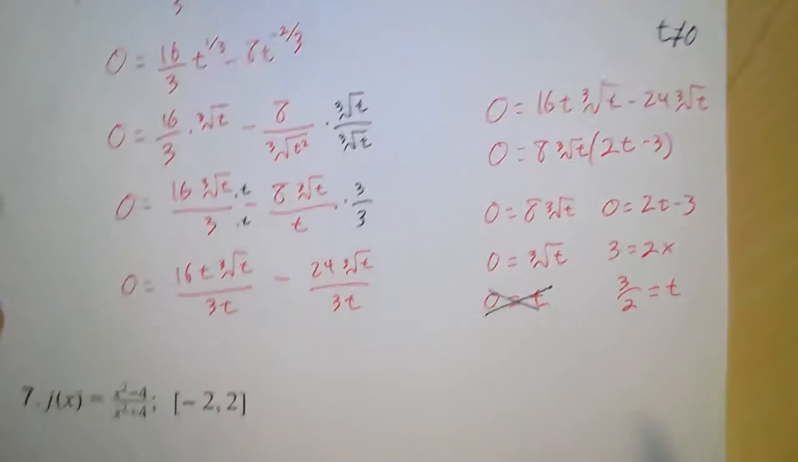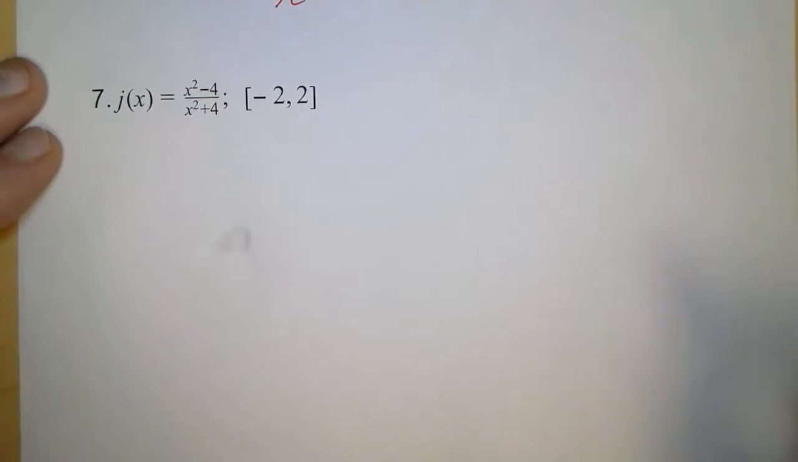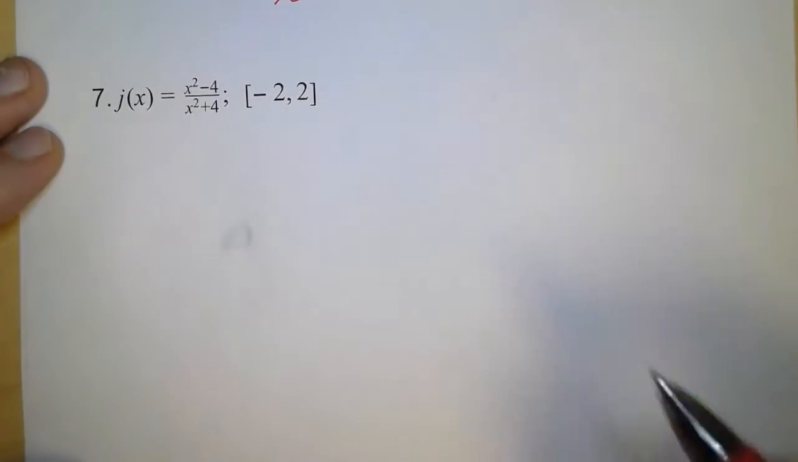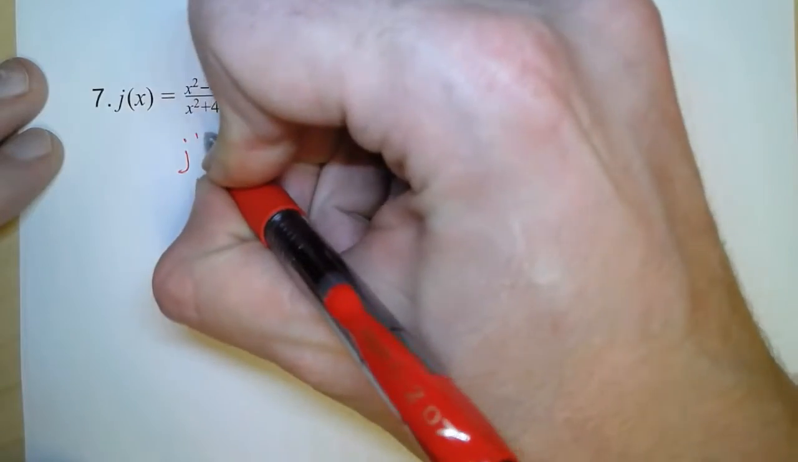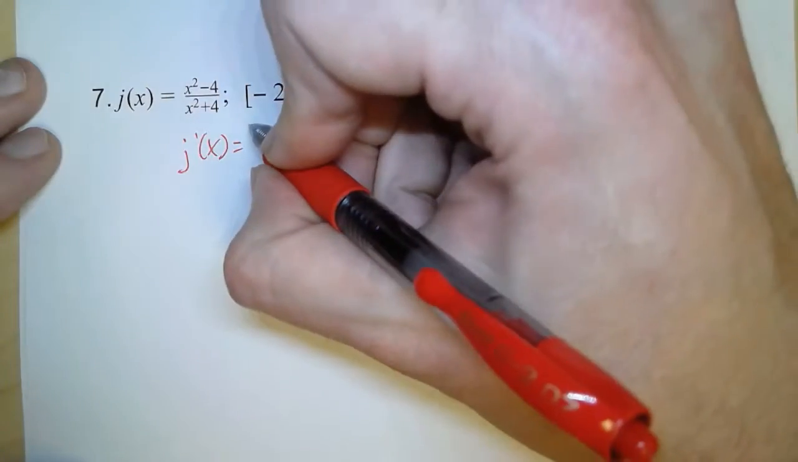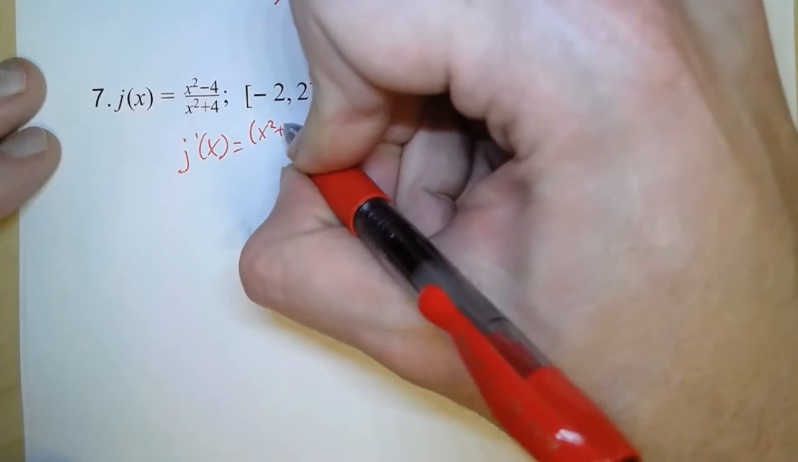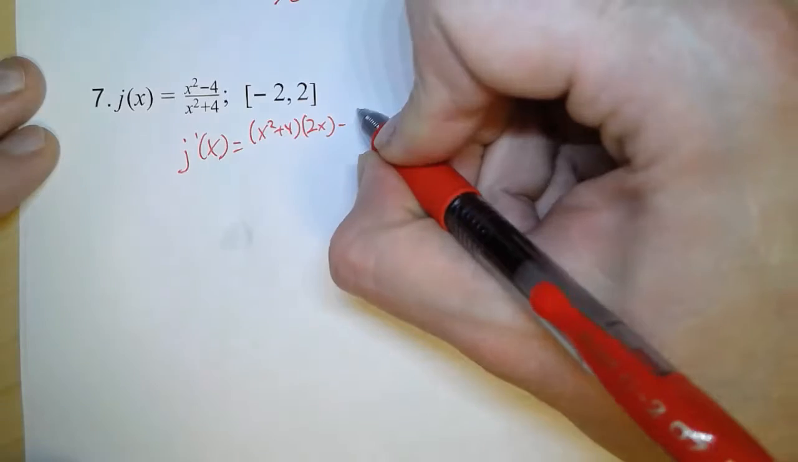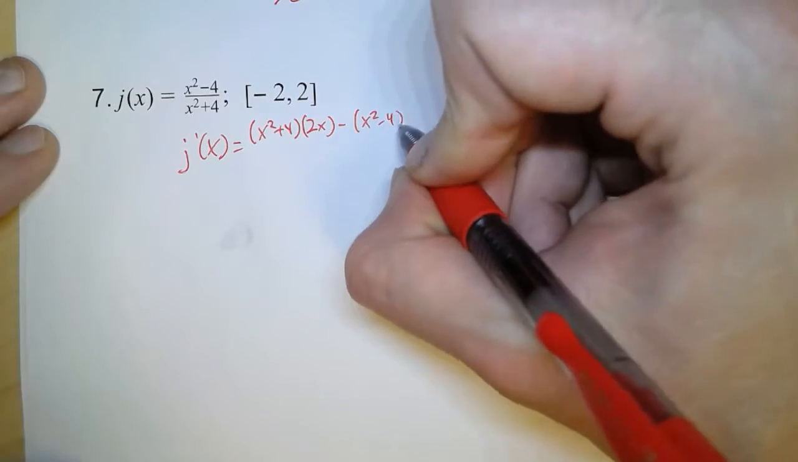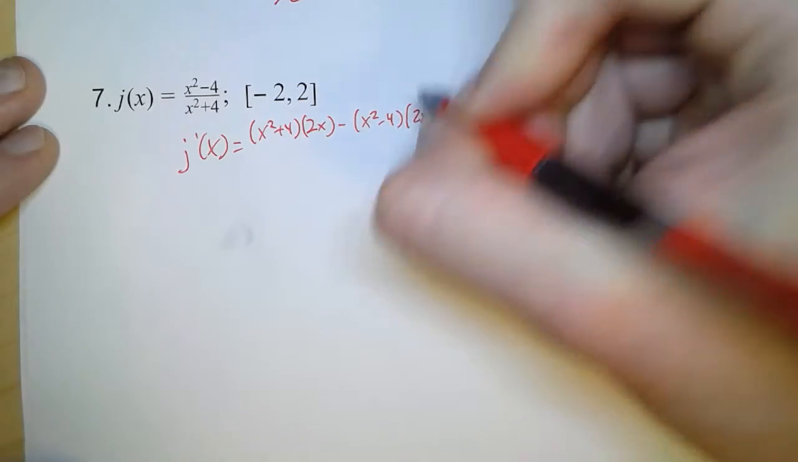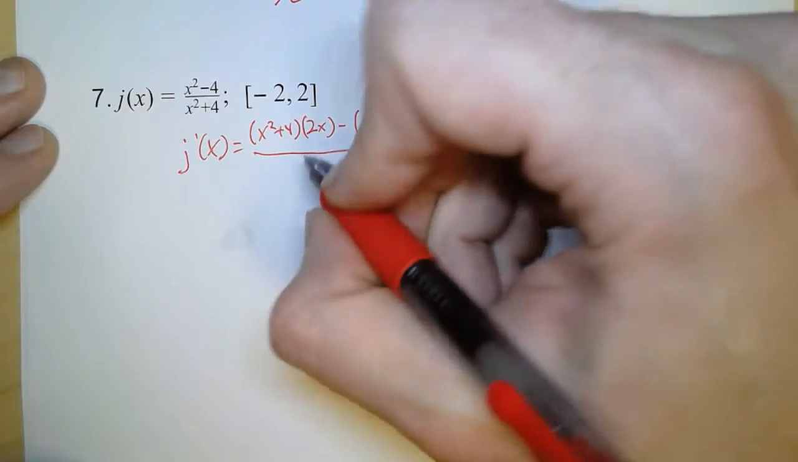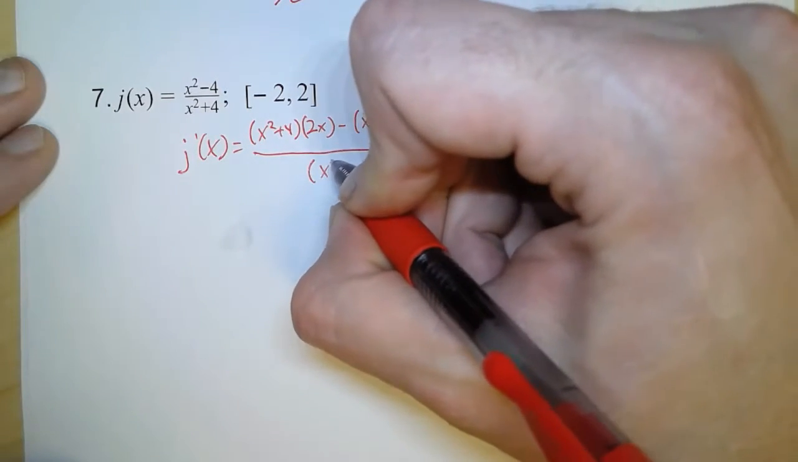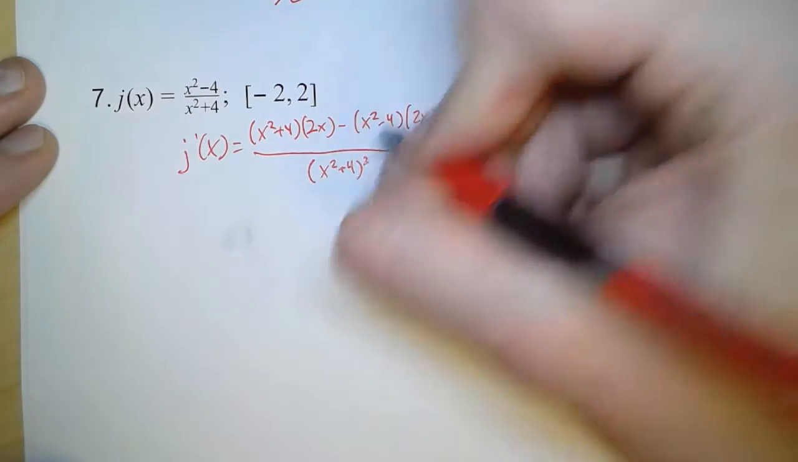All right. So on to this last one. We want to find this derivative. So j prime of x is going to equal, we're going to need the quotient rule. Low, so x squared plus 4, d high, which is 2x, minus high, x squared minus 4, d low, it's 2x, all over low, low. So x squared plus 4, quantity squared.